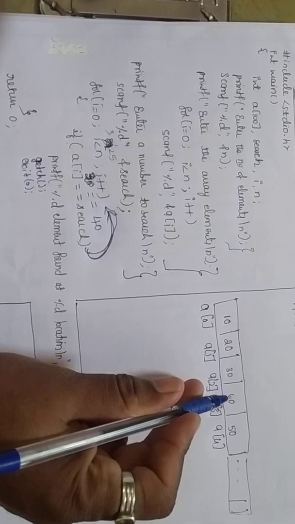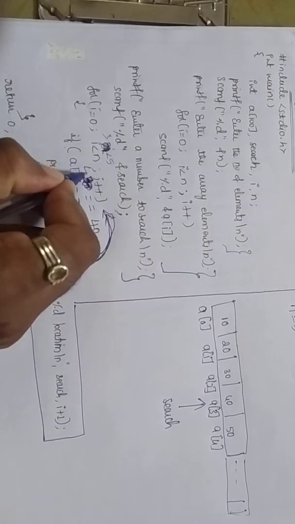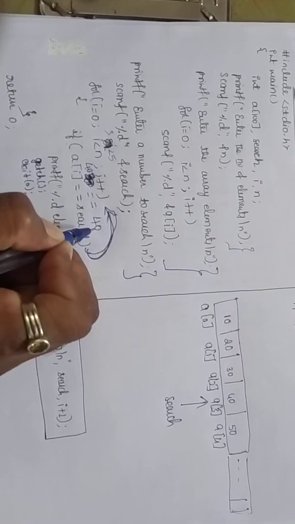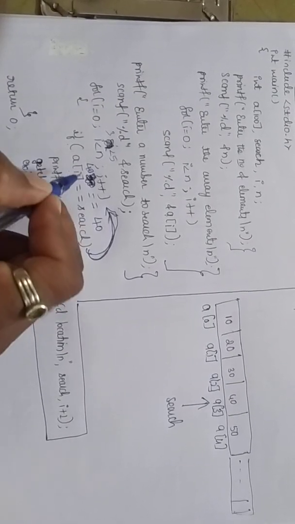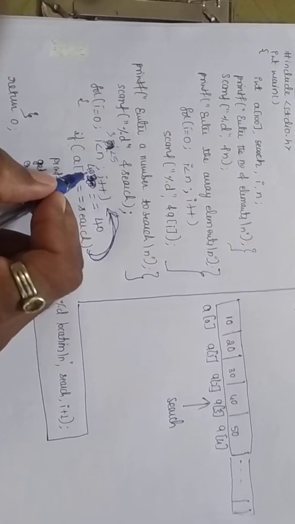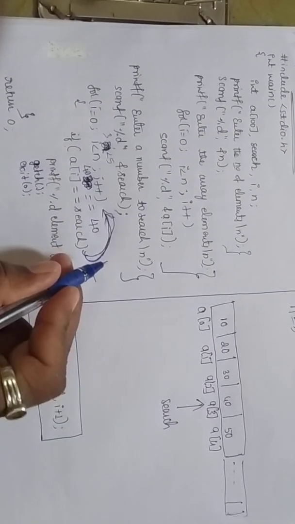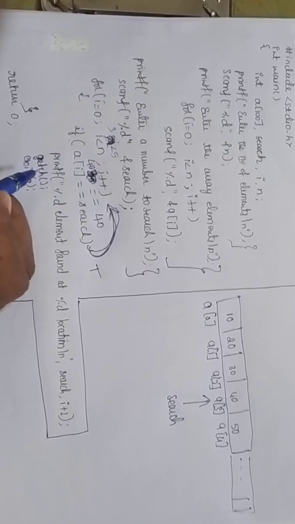A of 3 means 40. Substitute here. Now check whether 40 is equivalent to 40. So I was searching for 40. No, that element I have got here. Yes, so 40 is equivalent to 40. The condition becomes true. When the condition becomes true, these 3 statements will be executed.